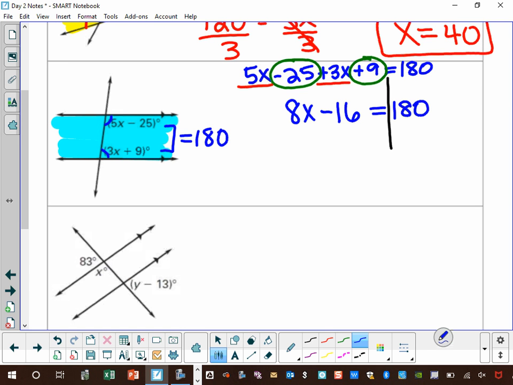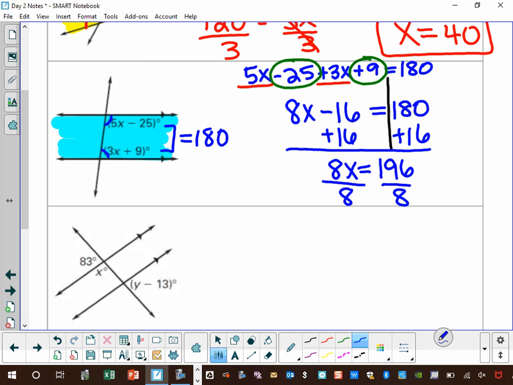Jackie, how do I solve for x now? You add 16. Good. We're going to add 16 to both sides. So I have 8x is equal to 196. Be careful. All right, what's my x? 196 divided by 8 gives me what? 24.5. All right, your answer for our second example should be 24.5.